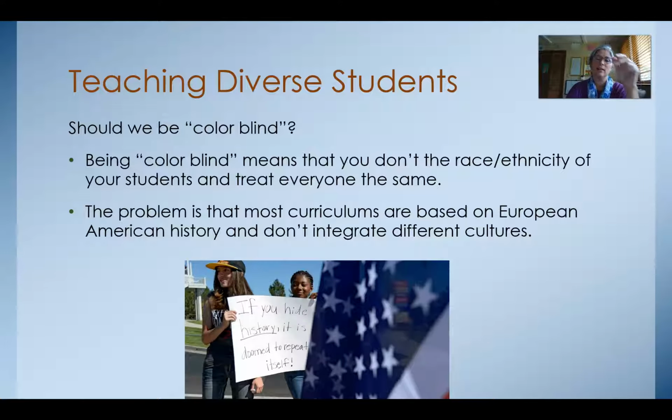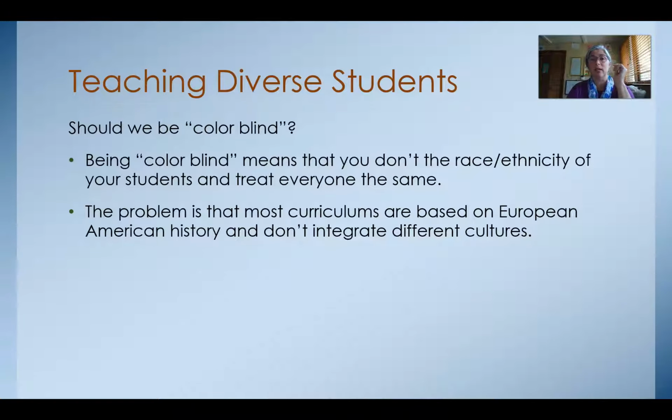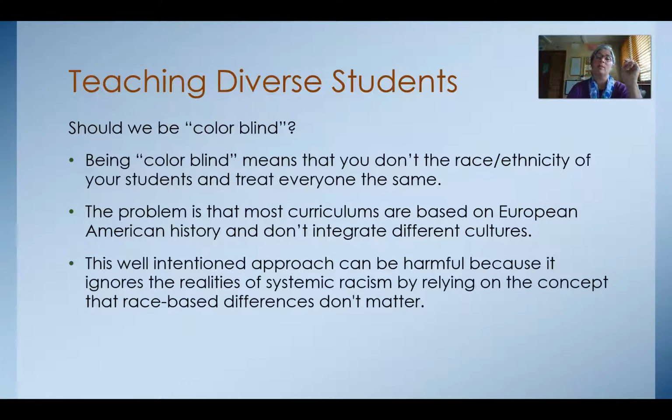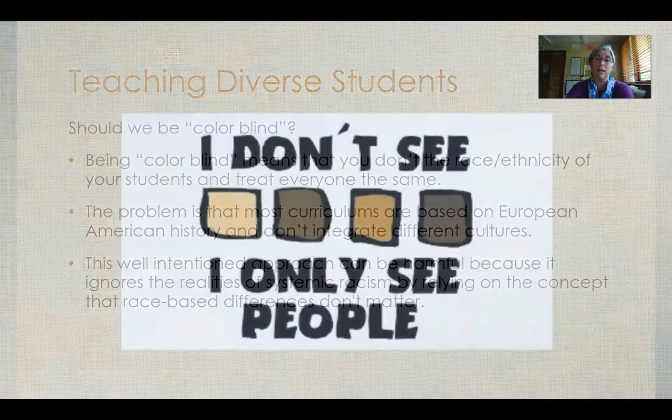And I like this graphic here, this idea if you hide history, it's doomed to repeat itself. So perhaps being colorblind is almost like sticking your head in the sand. It might be a well-intentioned approach, people saying, I don't see color, I just see people, but it can also be harmful. It ignores the realities of racism that are out there, and it relies on the concept that race-based differences don't matter. So you might be ignoring that there could be real bias and stereotypes occurring in your classroom that you're refusing to look at.